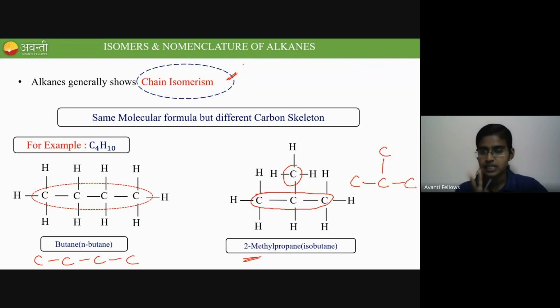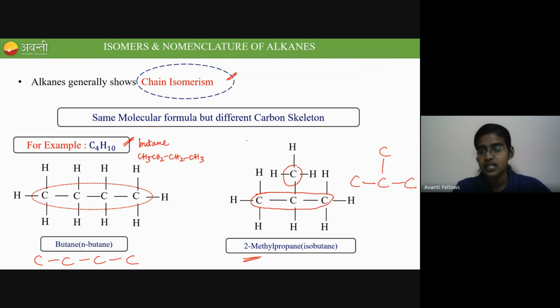So two isomers of a particular compound are given to you. The example is C4H10, which is actually butane. For this butane, I can draw two isomers, and you can see those two structures on the screen. One is butane. Let me write the condensed structure for you: CH3, CH2, CH2, CH3. So this is n-butane.